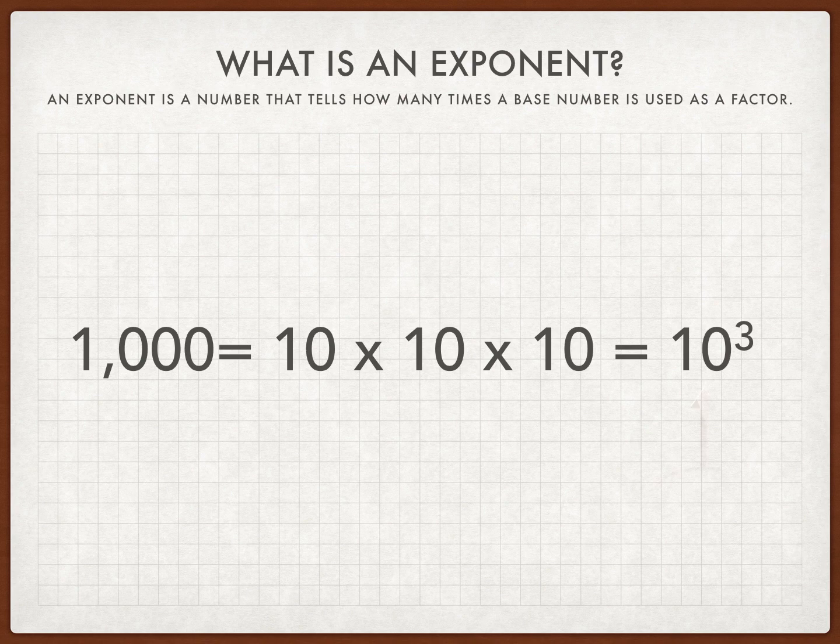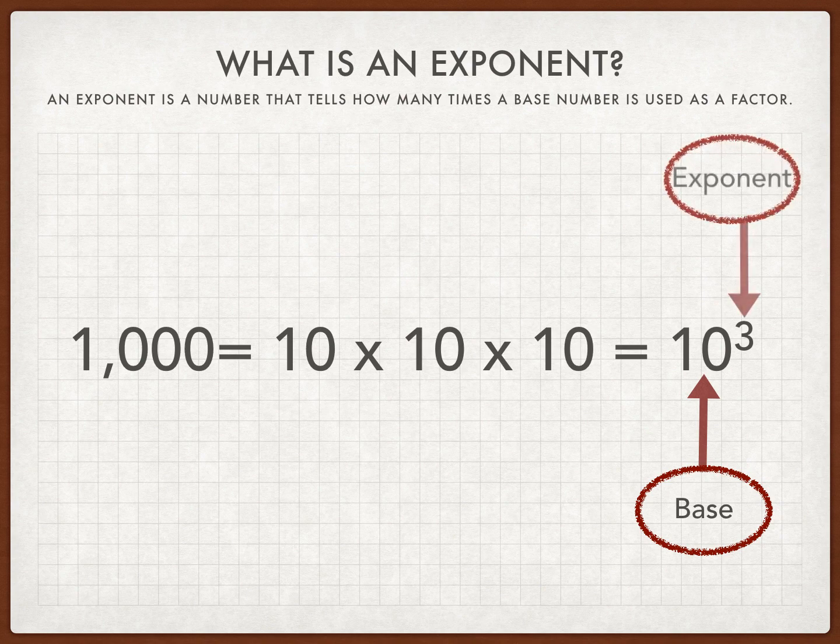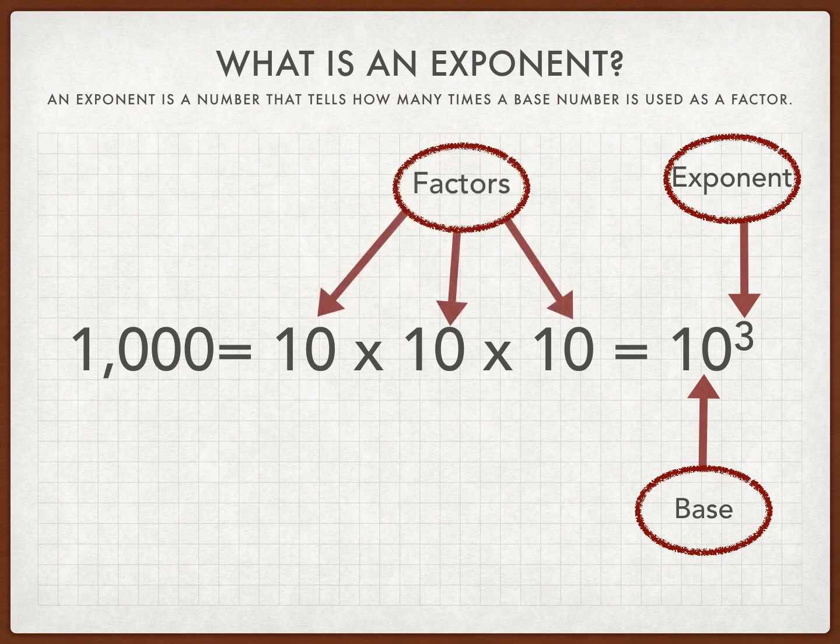But first, we start with the base. In this case, our base is 10, and our exponent is 3. The base is the number that we write, and the exponent tells us how many times to write it. So in this example, they took 10 and wrote it 3 times. Those are called our factors. When we write them out, they're called our factors. And if you were to type 10 times 10 times 10 into a calculator, you would get 1,000.